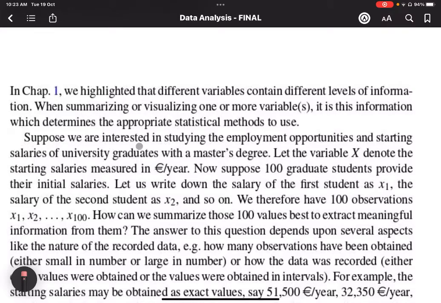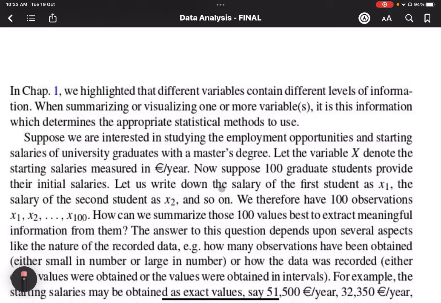So suppose we are interested in studying the employment opportunities and starting salaries of university graduates with a master's degree. So we make a variable X, denoting the starting salaries measured in, for example, dollars per year. Now suppose 100 graduate students provide the initial salaries. So our n equals 100, the total number of subjects to be interviewed or studied.